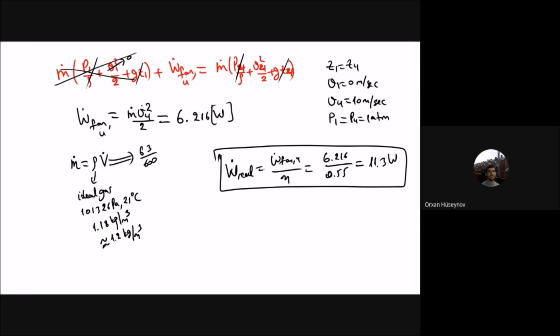So m dot multiplied with P by rho. And by the way, for the first question, this one should be m dot 1 and this one should be m dot 4. But since m dot 1 and m dot 4 are the same, you don't consider the 1 and the 4 differently. For the m dot multiplied with p1 by rho, this is between 2 and 3: p2 by rho plus rho v2 squared by 2 plus rho g z2 plus fan useful.